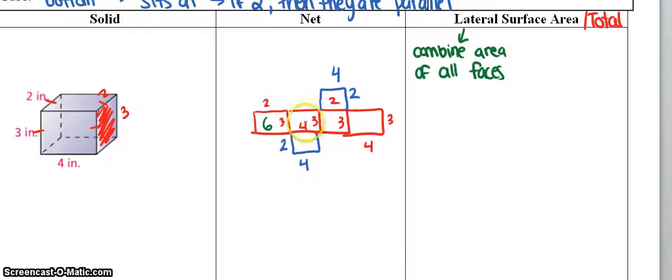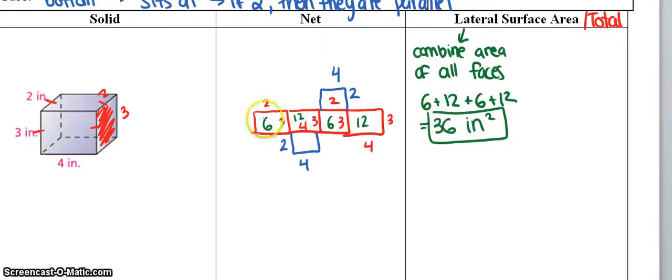I have a 3 by 4. So 3 times 4 gives me 12. I have a 2 by 3, which again gives me 6, and a 4 by 3, which again gives me 12. So our lateral surface area is just going to be 6 plus 12 plus 6 plus 12, which equals 36. And I'm talking inches, and I'm talking area. So even just like our flat area, we're going to say inches squared. And that would be the lateral surface area because that's everything but the base.